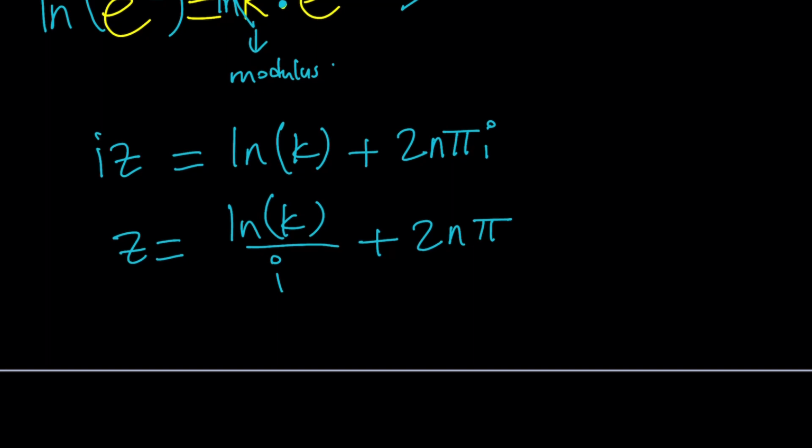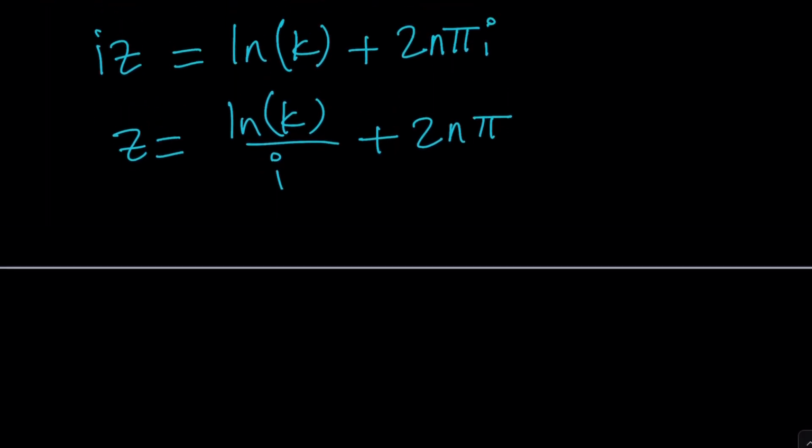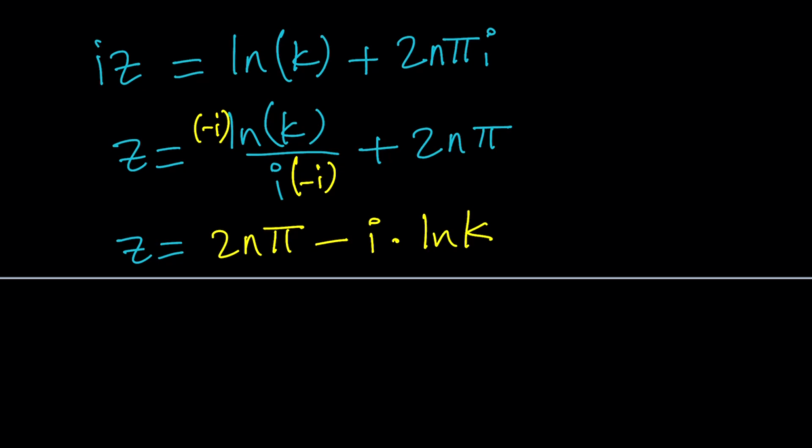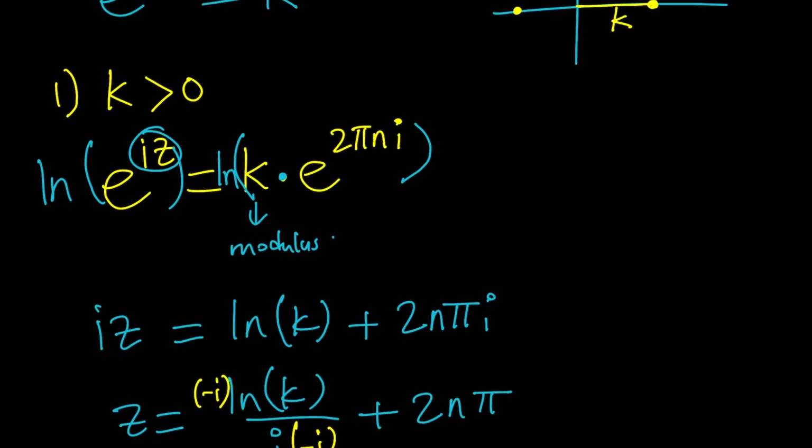Basically, by dividing by i, we're switching around. It's also a rotation, but it also switches the real and imaginary parts. So we can kind of write it as multiply by negative i here and here. Then that's going to give you the 2 n pi, which is the real part, and then minus i times ln k. So it was written as a plus bi, where a is equal to 2 n pi and b is equal to negative ln k. Okay? Now remember, ln k is the real natural log, the real ln. So k is supposed to be positive all the time. Okay? So that's the situation for k is positive.